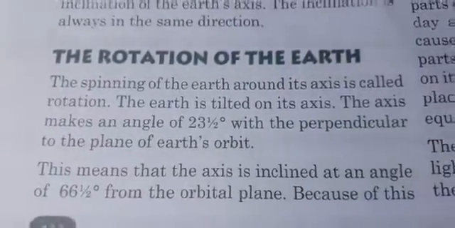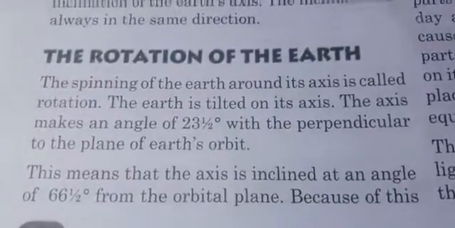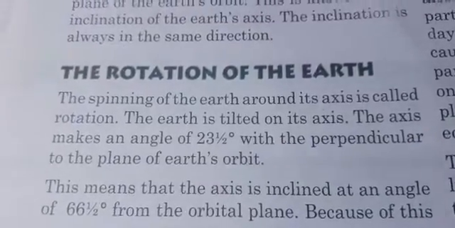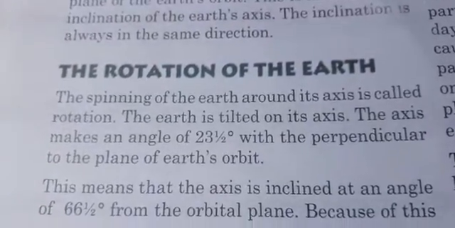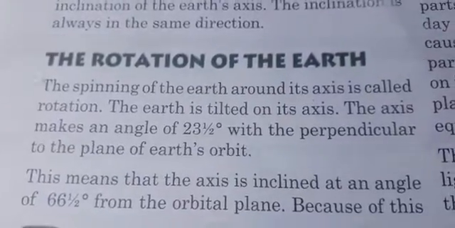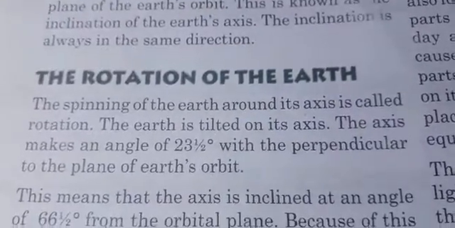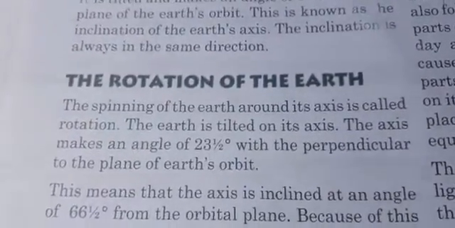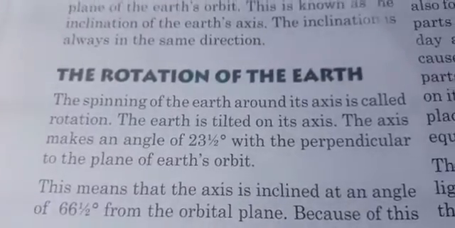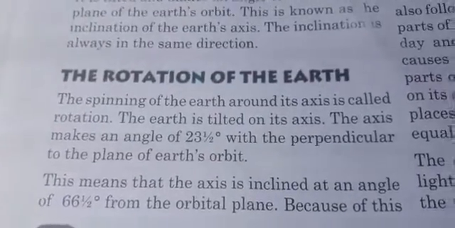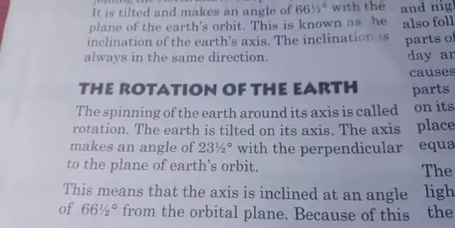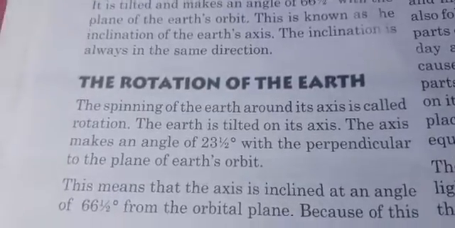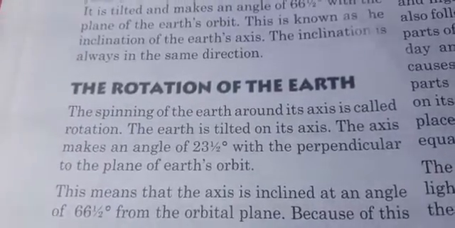Now, the rotation of the Earth. I have already told you that the spinning of the earth around its axis is called rotation. The earth is tilted on its axis. The axis makes an angle of 23.5 degrees with the perpendicular to the plane of the earth's orbit. This means that the axis is inclined at an angle of 66.5 degrees from the orbital plane.